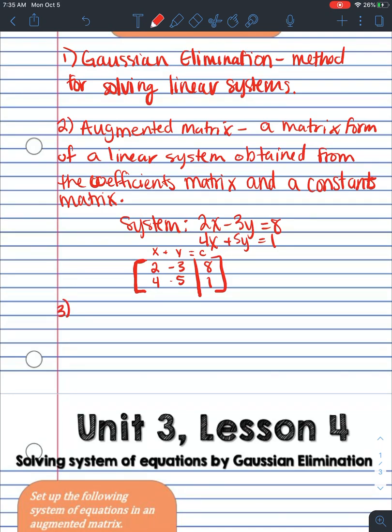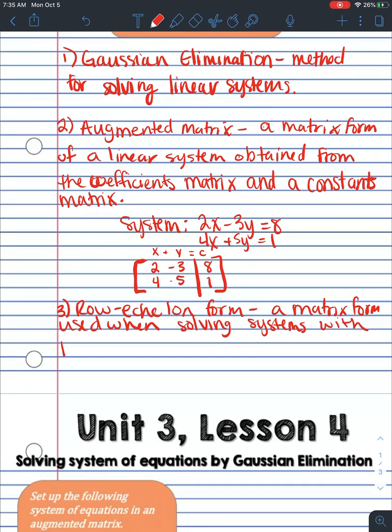All right, so number 3, our next definition. Row echelon form is a matrix form used when solving systems with ones in the diagonal.